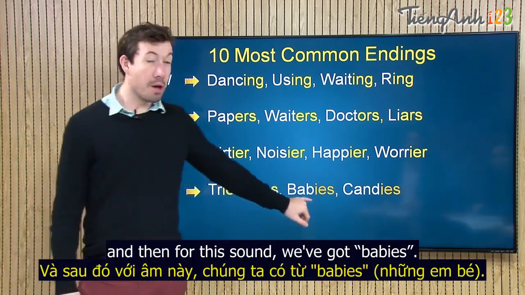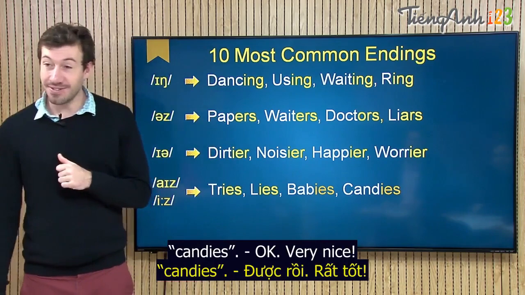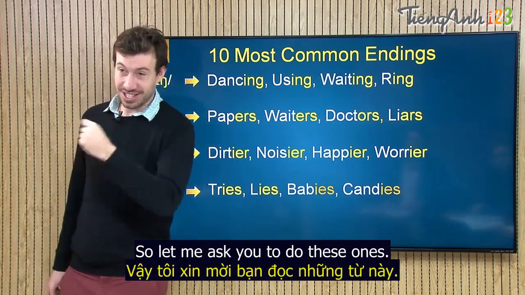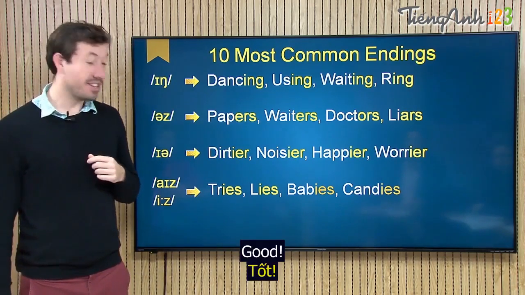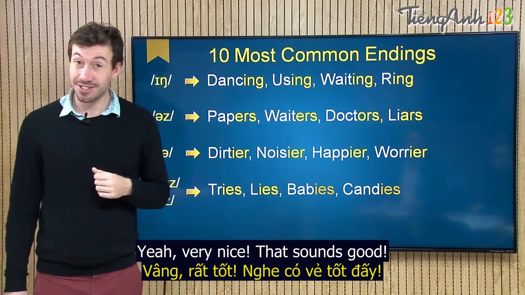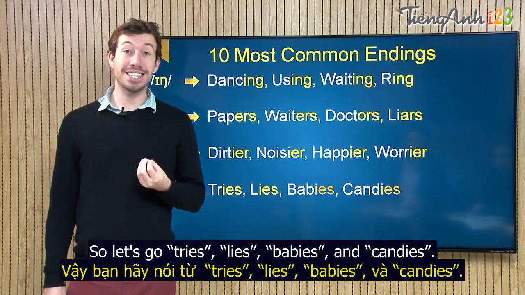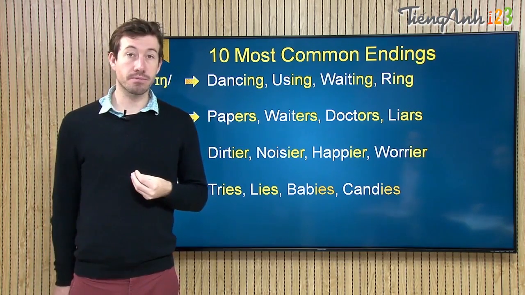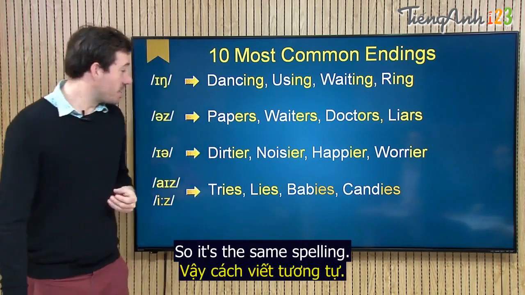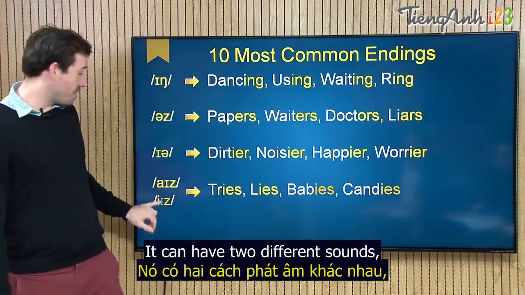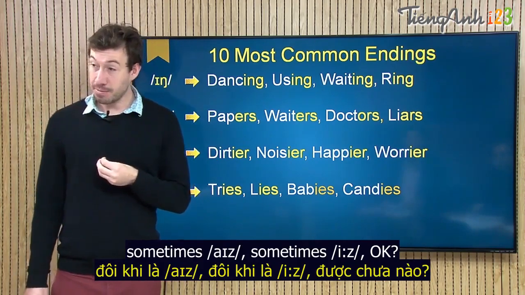And then for this sound, we've got babies. Okay, and candies. Very nice. So let's go tries, lies, babies, and candies. Okay, great. Very nice. So it's the same spelling. It can have two different sounds. Sometimes eyes, sometimes ease. Okay? Great.